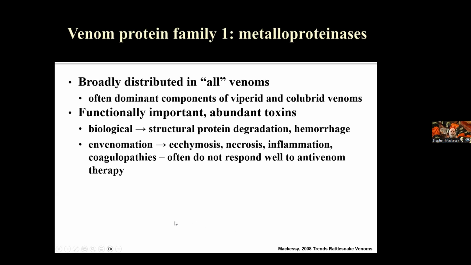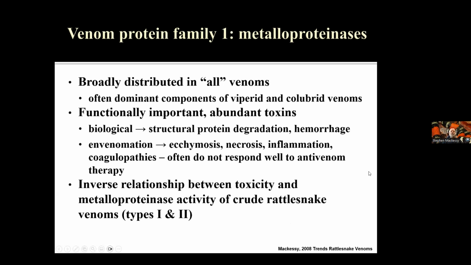They may be associated with a biological role of degradation of the tissues of prey even before the snake has swallowed it. In human envenomations, they lead to a variety of local and later systemic changes that can be very, very problematic. And these often don't respond very well to antivenom therapies, especially if it's delayed for some period of time. There tends to be an inverse relationship between the most toxic venoms, as far as lethal toxicity, and those that have high metalloproteinase activity. And this is what led us to this type 1, type 2 dichotomy initially.